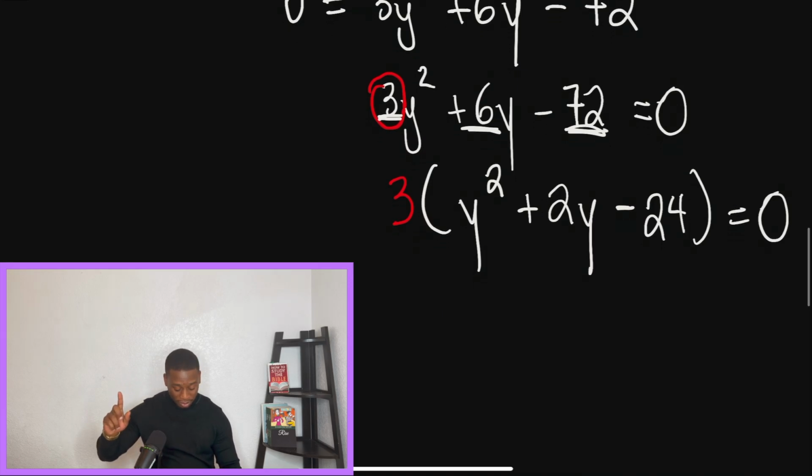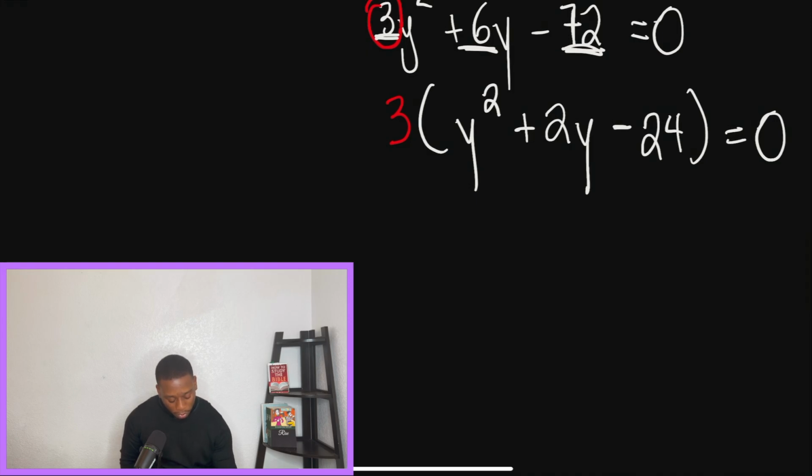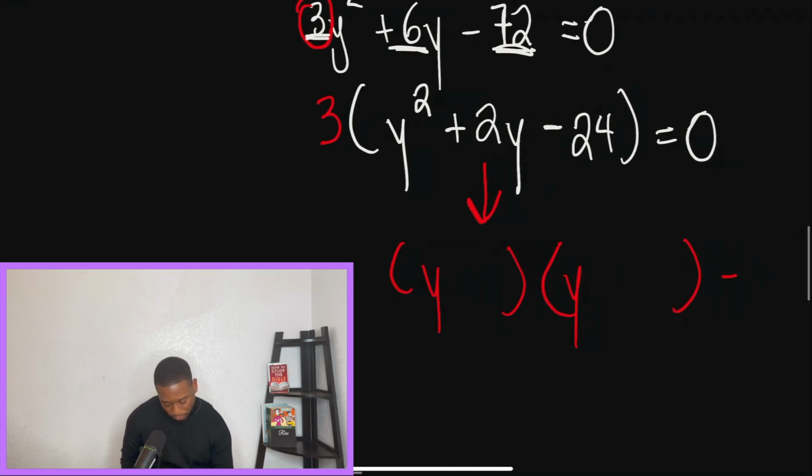So first things first, is 3 equal to 0? No. So we could eliminate that answer already, right? We don't have to worry about that 3 because it's not equal to 0. So what I'm going to do is break this down, and I'm looking for two factors that when I multiply, I will get negative 24, but when I add, I get positive 2. So I break this down, and I believe I should get y plus 6 times y minus 4.